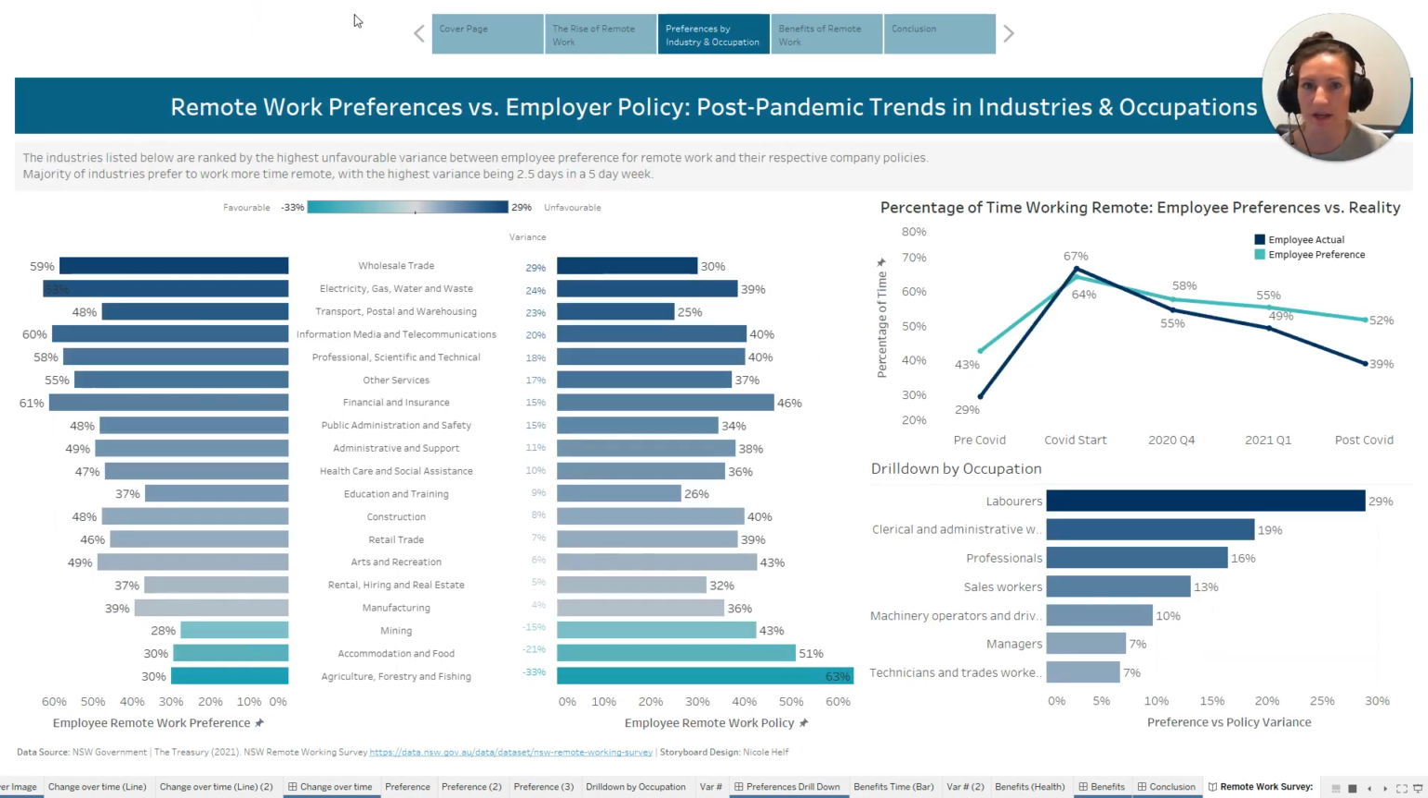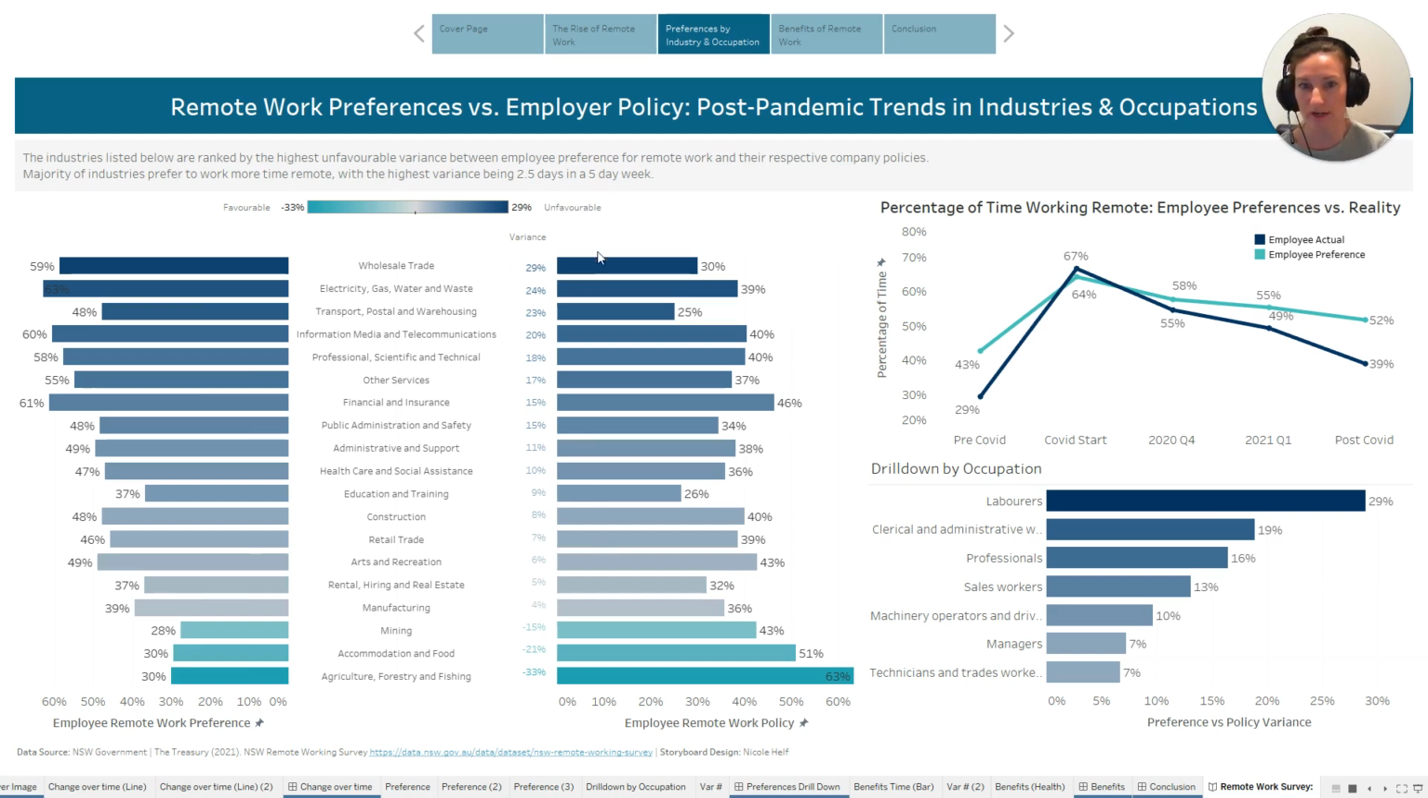Going to the next slide, my story. So I wanted to continue on looking at that variance in employee preferences and actual practices, but I wanted to focus on the post-pandemic time period. So looking at the trends specifically in different industries and then occupations. So the industries below, they are ranked from highest unfavorability in the variance between preferences and actual practices.